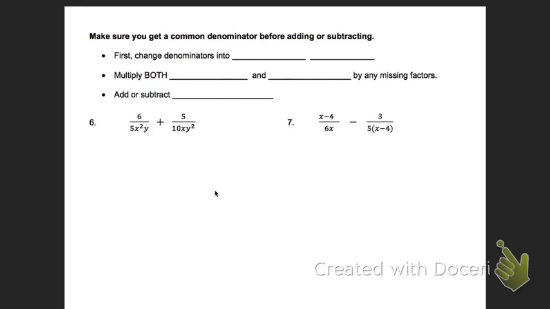All right, now let's work on finding a common denominator. So all of these had a common denominator. Let's talk about how to find a common denominator. So the first thing that you will do is you will change everything to factored form. So we're going to factor everything first.